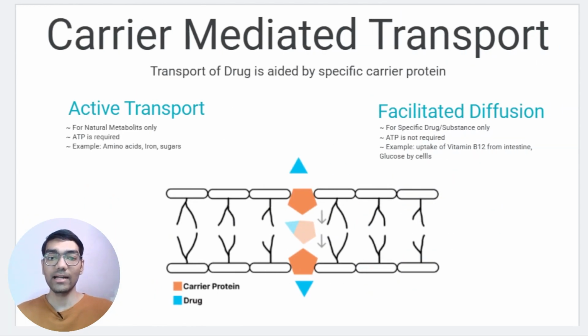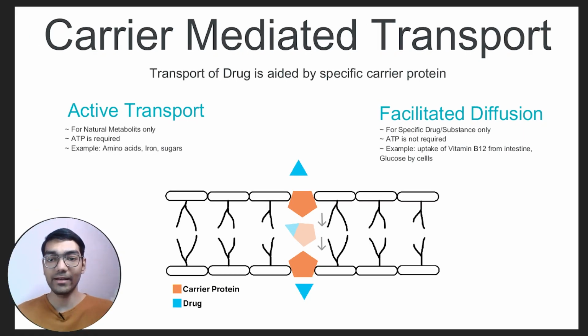The next method of drug transport is carrier-mediated transport. There are some drugs or substances which cannot be transferred via passive transfer because every drug is different in its chemical properties. They need a special carrier protein which helps to transfer the drug. First, the drug is attached to the carrier protein, then the carrier protein takes it inside the cell and releases it, and the process goes on and on. That's how this mechanism works. There are two types of carrier-mediated transport: active transport and facilitated diffusion.